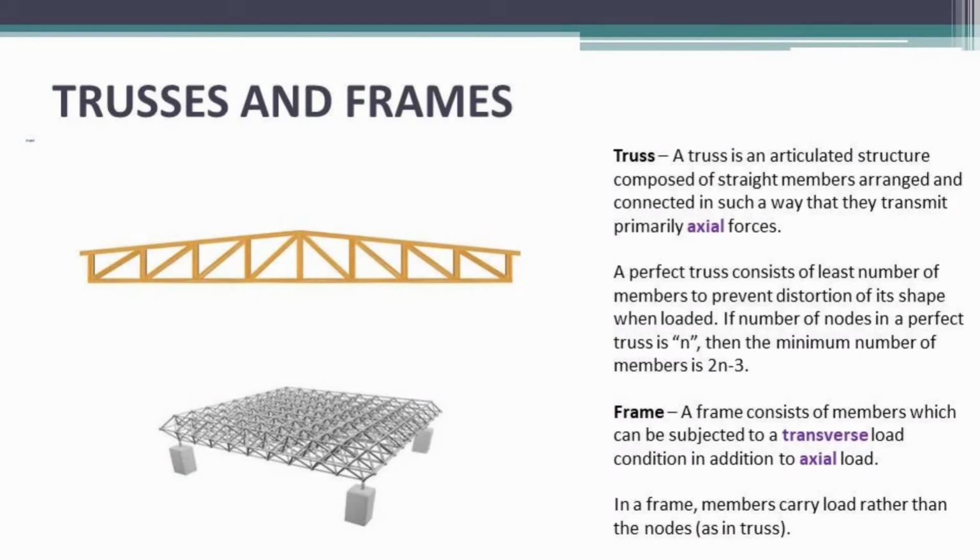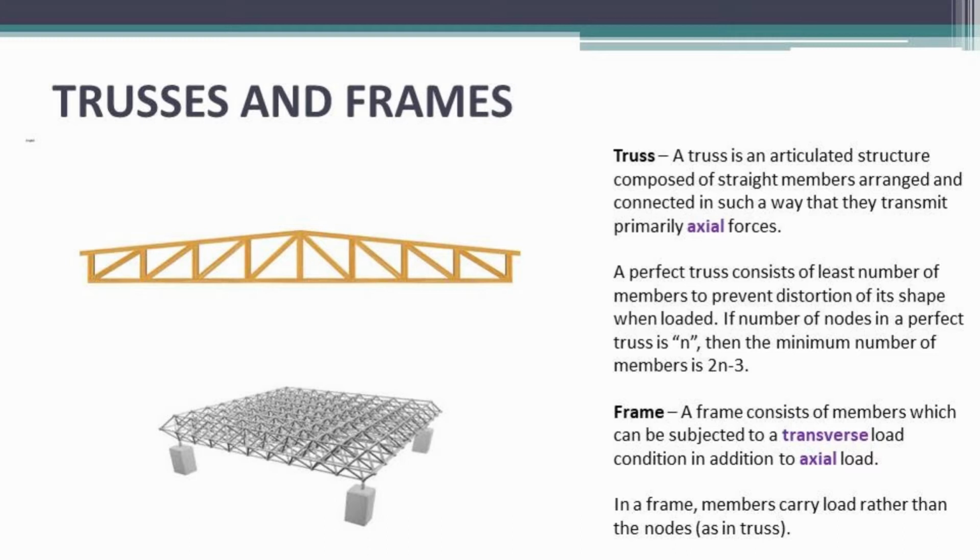A structure consists of two types of members, trusses and frames, in which a truss is an articulated structure composed of straight members arranged and connected in such a way that they transmit only axial forces. For this, a truss is made up of several slender bars called members that are joined together at their ends by hinges or rivets. The bar members therefore act as two force members which can either be in tension or in compression.